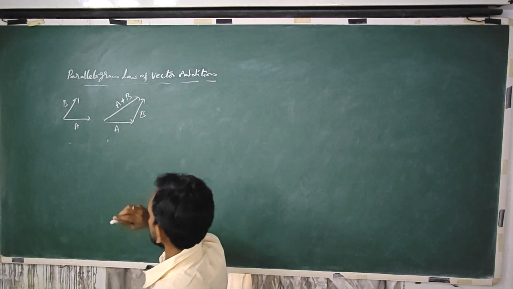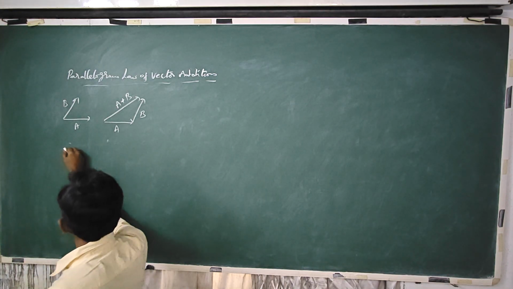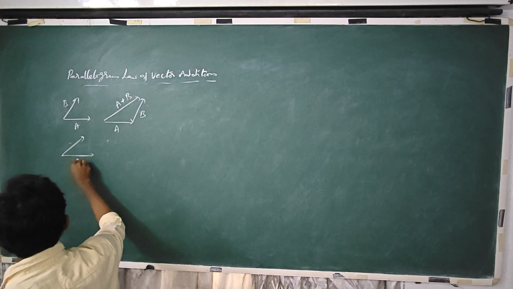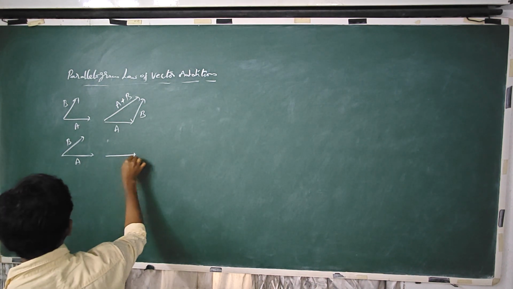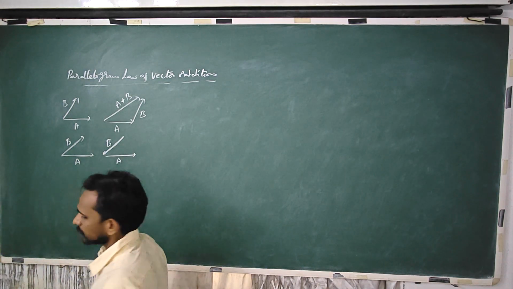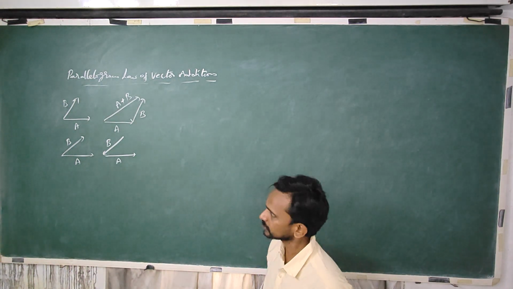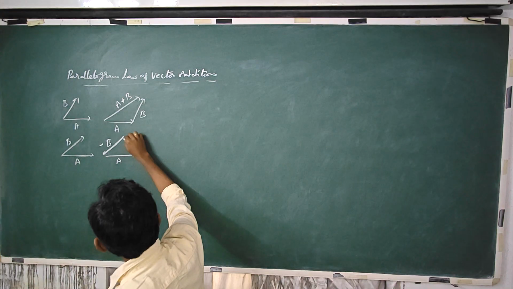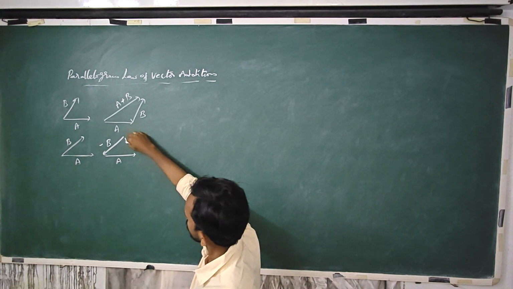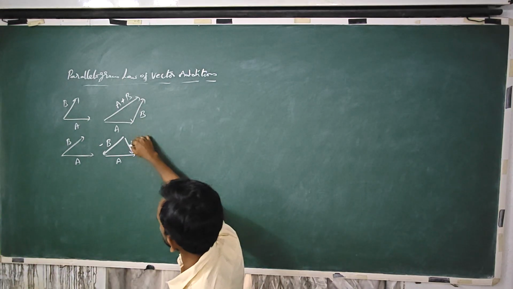And if you want A minus B, you have to reverse the vector. Let's say this is A and B, and if you want to calculate A minus B, you have to reverse the other vector and add them. So this is minus B, and if you add them, what should we do? We have to join them first tail to last tail. So this is A minus B.